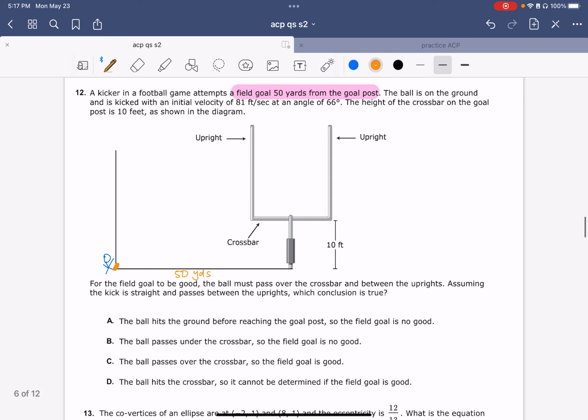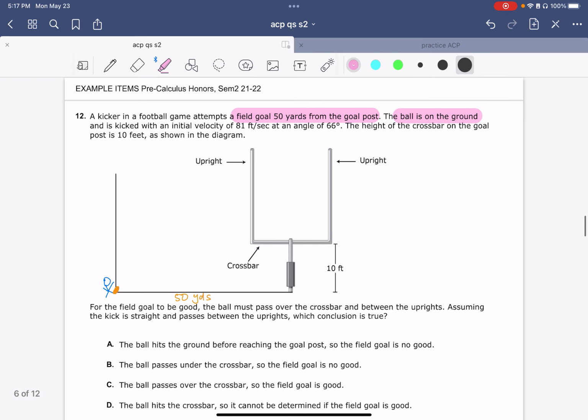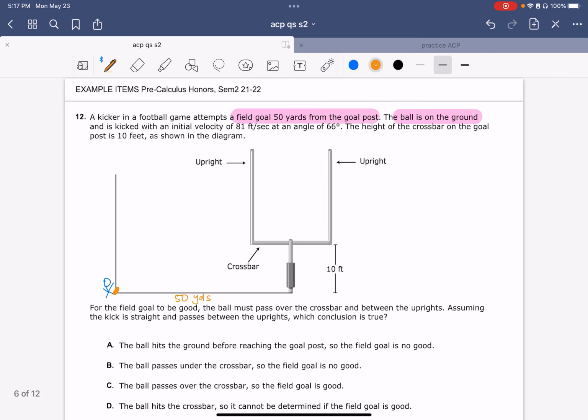The ball is on the ground. So at first glance, that doesn't seem that important. But the ball is on the ground, and that will be the initial height of the ball. So it would be different if he had the ball in his hands and was going to throw it, then the initial height would be something else. But it does specify that the initial height is on the ground. So since there's no height, then it has to be 0. So I'm going to put h sub 0, h for height and 0 for initial.